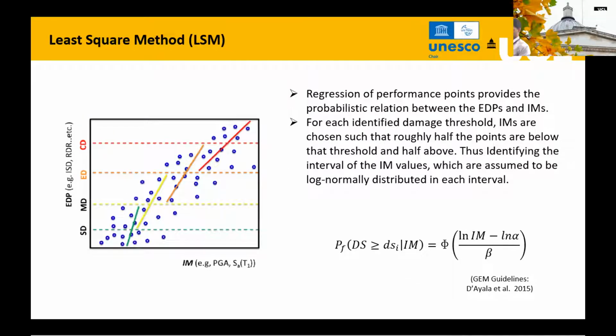So this is the least square method. What we do is again a regression of performance points to provide the probabilistic relation between the EDP and the IM. So in here, what we try to do is minimize the error between the predicted fragility function and the regression line that we are fitting, that is, the least square error that we use to regress.